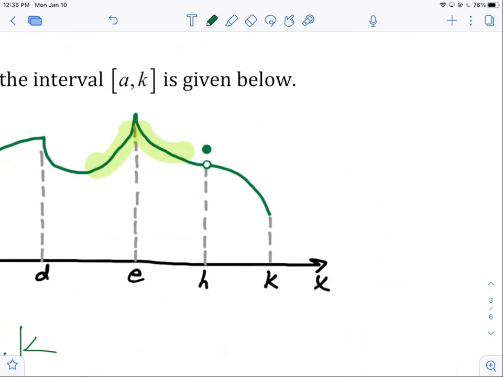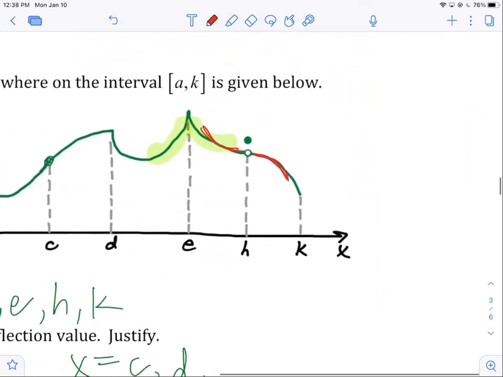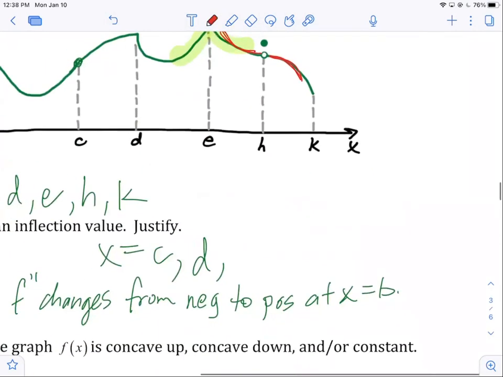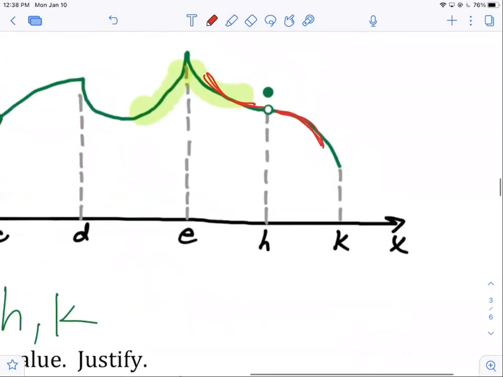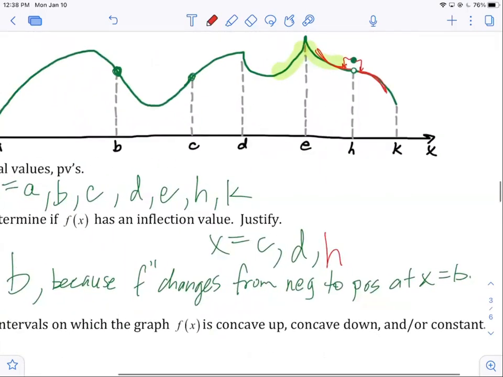There's a hole there, but look at the curvature. It's concave up on the left and concave down on the right. It is a possible inflection value. Did the sign of the second derivative change? Yes. So H is. Is H also the location of a local extrema? It sure is. Yeah, it's a local max. Okay. So remember, discontinuities can be local extrema. Discontinuities can be inflection values. So yeah. And then what about K?